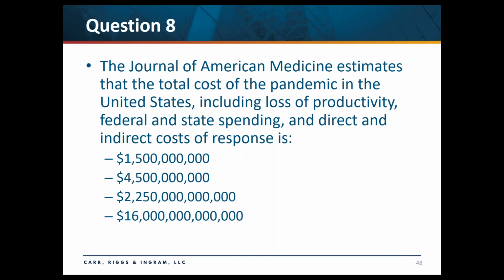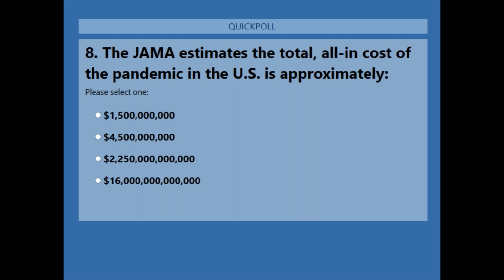Okay. So question number 8. The Journal of American Medicine estimates that the total cost of the pandemic in the United States, including loss of productivity, federal and state spending, and direct and indirect costs of response is: 1.5 billion, 4.5 billion, 2.25 trillion, or 16 trillion. Reading numbers this big is kind of challenging. So go ahead and put your guess in.